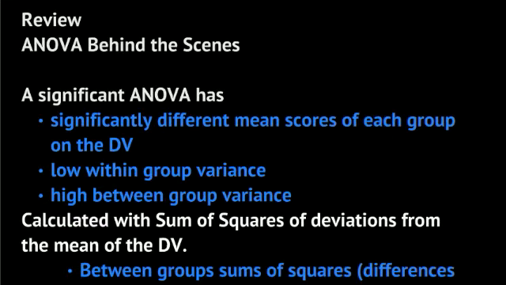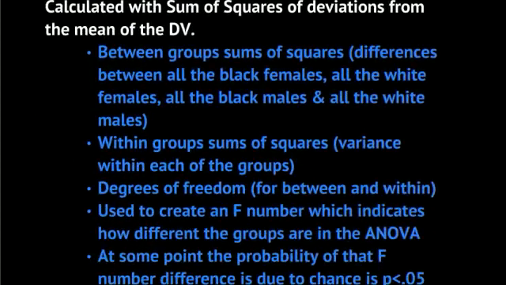There would be between Black females and white females, you would have high variance. And that just means a high difference, different scores there. So if you had low within group variance, but high between group variance, you would get a significant ANOVA, and that's how it would be done. You got this by calculating the sums of squares of deviations from the mean of the dependent variable.